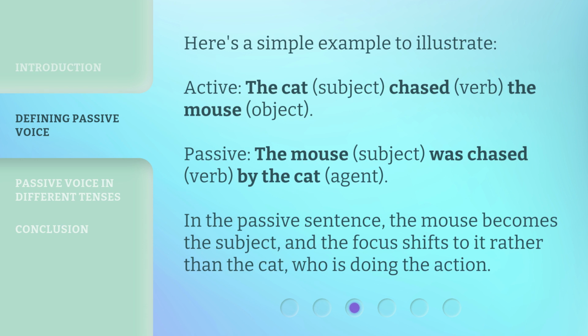Here's a simple example to illustrate. Active: the cat, subject; chased, verb; the mouse, object. Passive: the mouse, subject; was chased, verb; by the cat, agent. In the passive sentence, the mouse becomes the subject, and the focus shifts to it rather than the cat, who is doing the action.